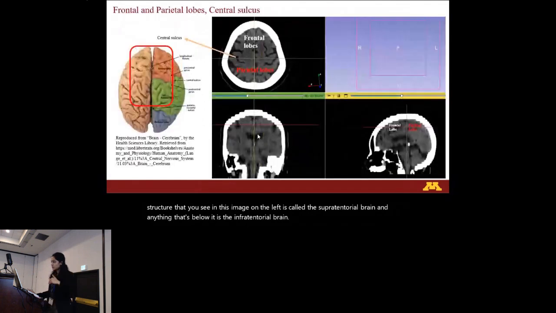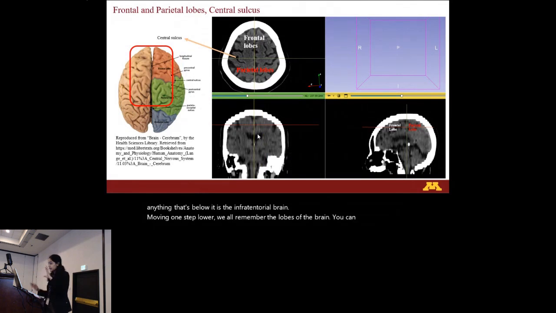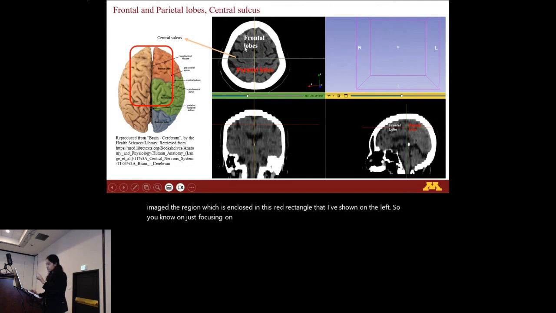Moving one step lower, we all remember the lobes of the brain. You can see that I have imaged the region which is enclosed in this red rectangle that I've shown on the left. So, just focusing on the axial view, which is the topmost image, you can see the frontal lobe and the parietal lobe, responsible for executive motor function and sensory function for the most part. And this is what you can view at the superior slices of your CT.